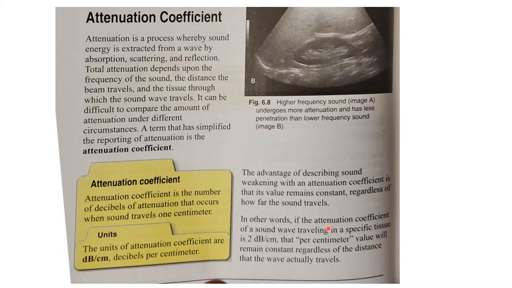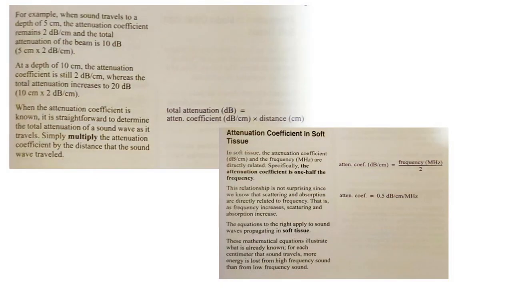In other words, if the attenuation coefficient of a sound wave traveling in a specific tissue is 2 dB per centimeter, the per centimeter value will remain constant regardless of the distance traveled by the wave as long as you're in the same medium. Here are some numerical examples. When sound travels to a depth of 5 centimeters, the attenuation coefficient remains 2 dB per centimeter, and the total attenuation of the beam is now 10 dB because it's the product of 5 centimeters times 2 dB per centimeter.